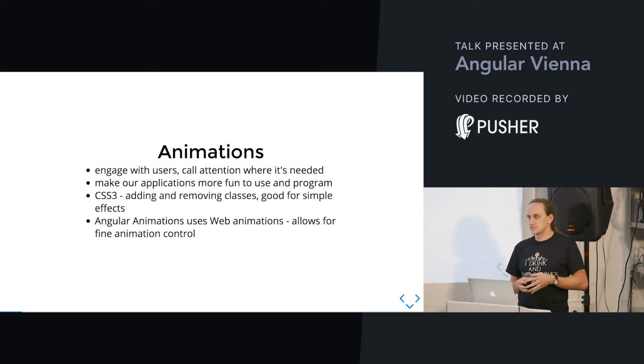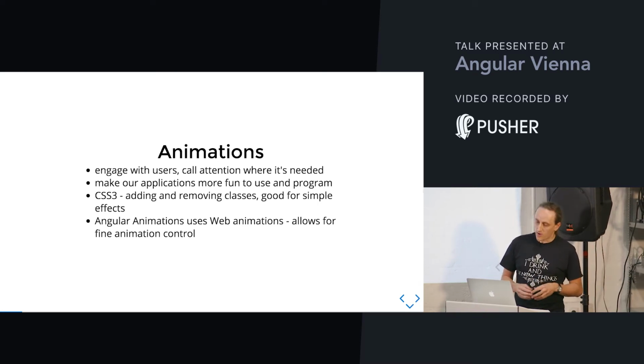We have several ways how we can introduce animations to our applications. Simple way is using CSS3, but it's good only for simple effects. We use it by adding or removing classes. So for simple fade-ins, fade-outs, and bounces, they're okay. But for more complicated use cases, we have to use something more powerful. Angular animations uses web animations, which allows for fine-grained animation control. So we have much more power how our animations will work out and how will our applications look.